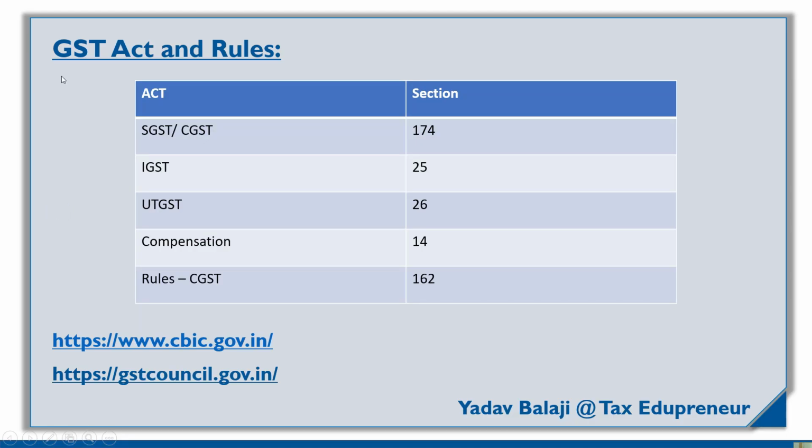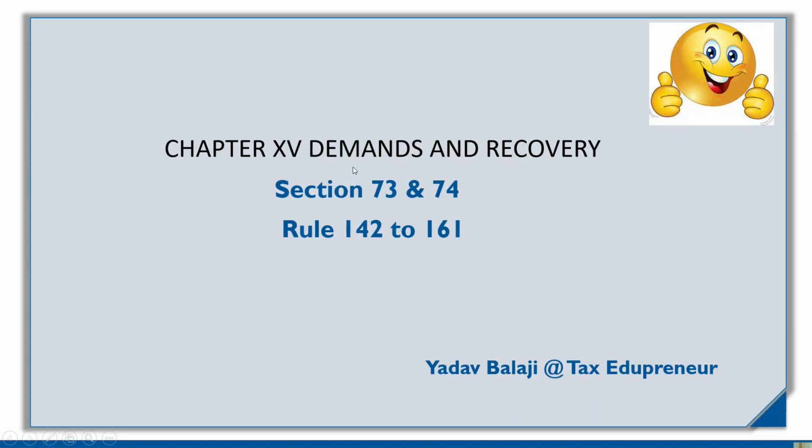Today we are going to discuss section 73, and sections 73 and 74 are important. The GST Act and rules include multiple acts like CGST, SGST, IGST, UTGST and composition, along with the rules of the CGST Act. All these updates you will get under the CBIC portal. Chapter 15 talks about demand and recovery, which has only two sections, 73 and 74, but if you check the rules, 142 to 161, around 20 rules are there.